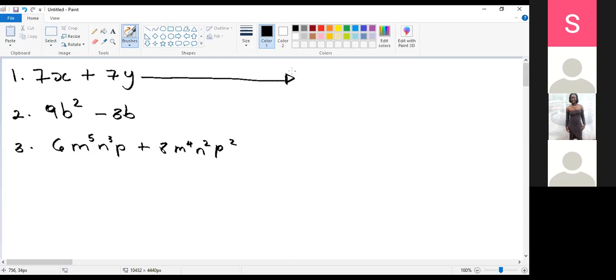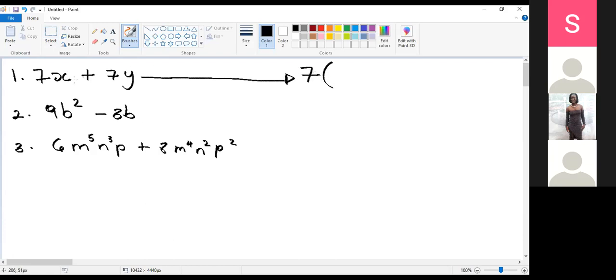So in the case of this question here, 7x plus 7y, we're going to try and find what number or algebraic letter is a factor of both of them. What can go into them? So 7 can go into 7x and 7 can go into 7y. So I will take out the 7. 7 is a factor. 7 is that number that can go into both 7x and 7y. So 7 goes outside and then the rest will go in the bracket.